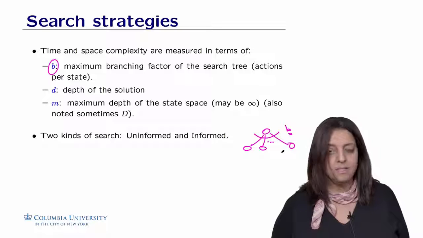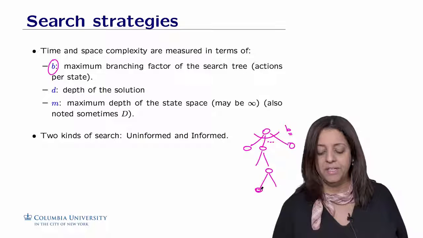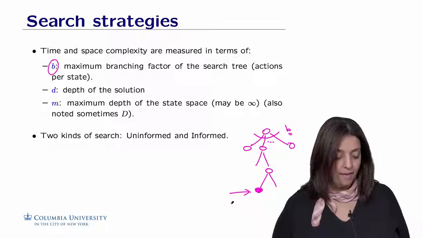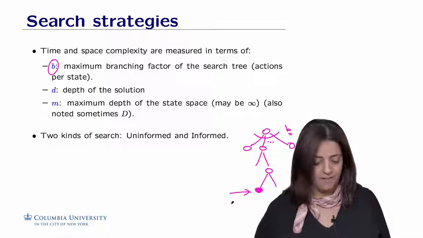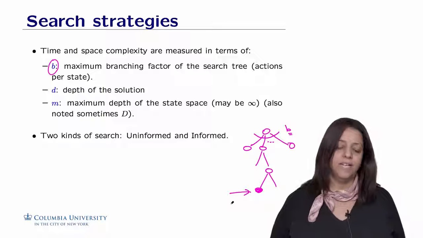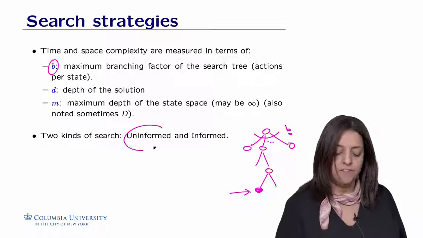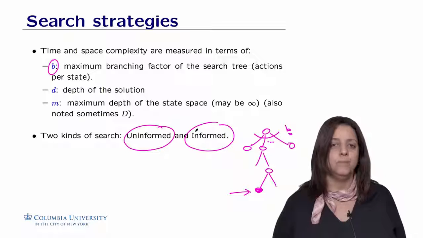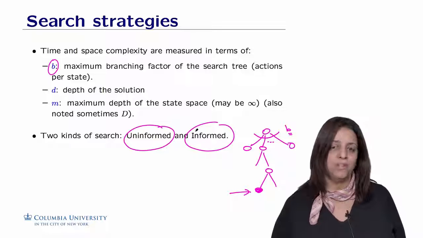We are going to call d the depth of the solution. Suppose we have been exploring the tree and we found a solution here. The depth here is called the depth of the solution. And finally, m is the maximum depth of the state space, which could potentially be infinite. In the following lectures, we are going to talk about two kinds of search, and distinguish between uninformed search and informed search. An uninformed search is when we have no information about the domain. In an informed search, we have some information about the goal and the domain in general.